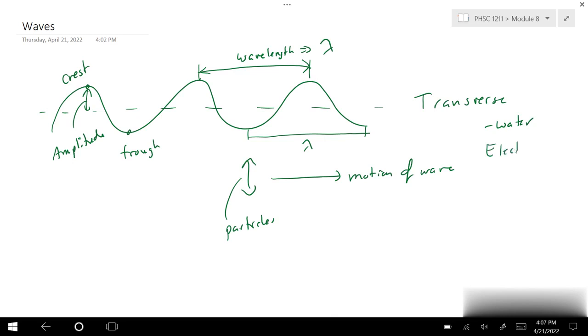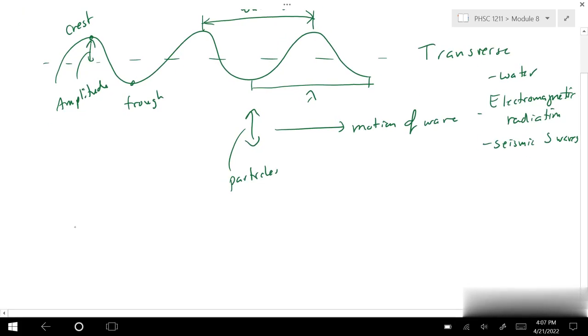Other examples of a transverse wave are the electromagnetic waves, or radiation. I'll call them waves, I won't call them radiation. I'll call them rays, I'll call it light. They're all the same thing. And if you're familiar with earthquakes, the S wave. An earthquake produces P waves and S waves. S waves are actually transverse waves as well, where it oscillates up and down. That's where you get that up and down motion for an earthquake.